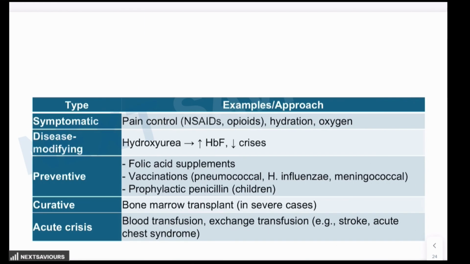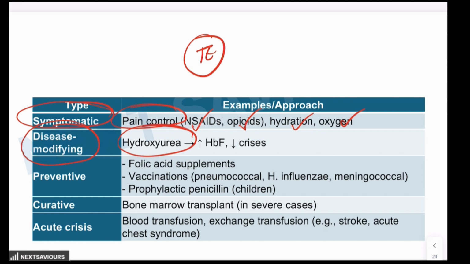Now, as far as the management or the treatment is concerned, it is also provided to you in the explanation. For symptomatic management, pain has to be controlled using NSAIDs or opioids, along with hydration and oxygen. The disease modifying drug is hydroxyurea, which is responsible for increasing the HbF concentration and reducing the crisis.